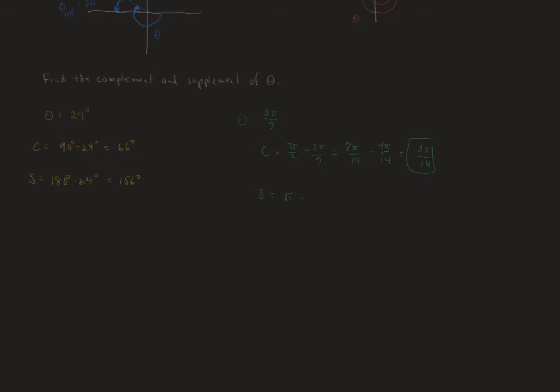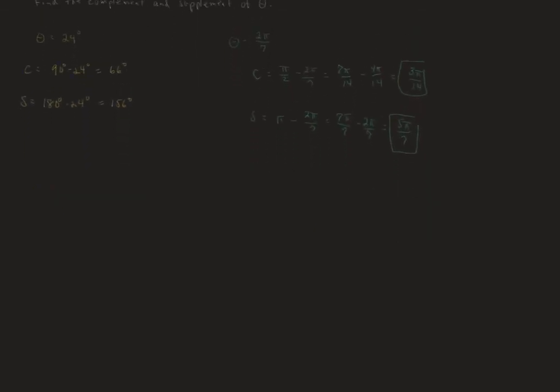And the supplement is going to be pi minus our angle. So that's going to be 7/7 pi minus the 2/7 pi is going to be 5/7 pi, or 5 pi over 7. I think that's it for this one. Okay?